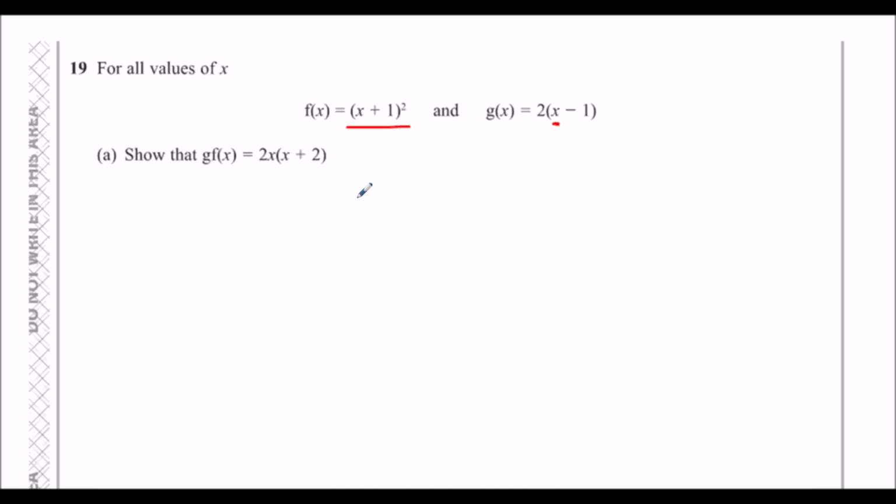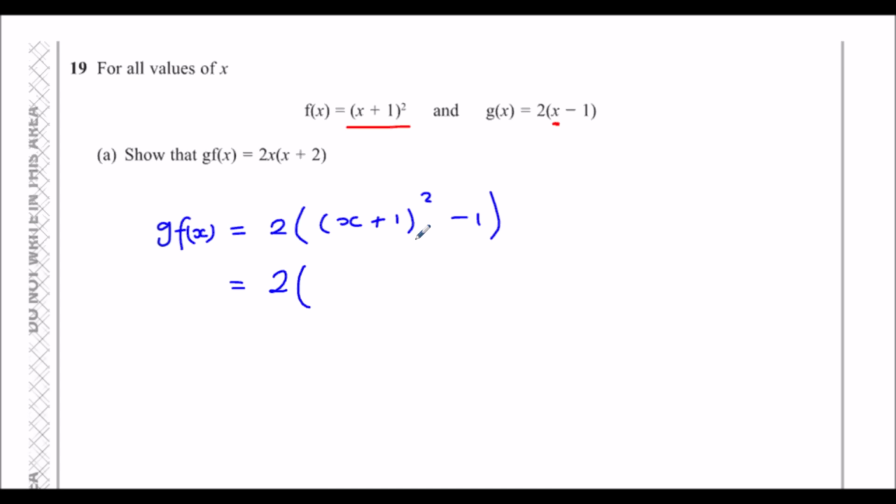So let's see what we get. So gf(x) is going to be 2 times open bracket (x plus 1) squared minus 1 close the bracket. So I've just changed the x into (x plus 1) all squared. And we'll just simplify this and see what we get.